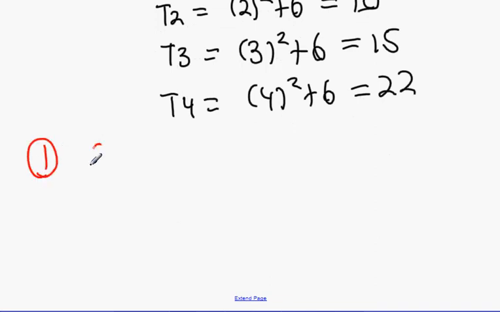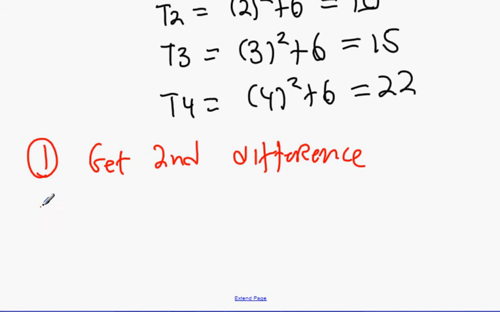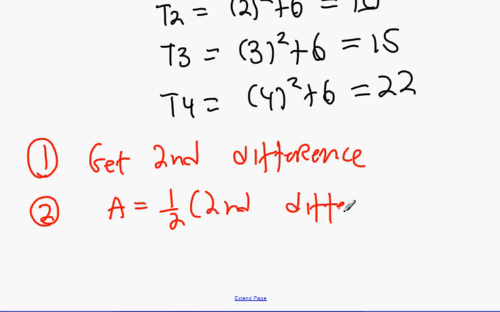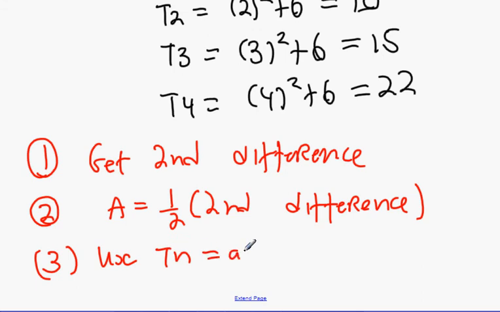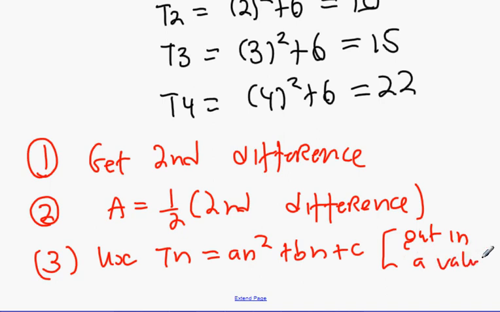several stages, right? First stage, get the second difference. Number 2, a equals half the second difference. Part 3, use Tn equals an squared plus bn plus c. Replace in your a value. Put in a value. Not a, but the actual value of a.